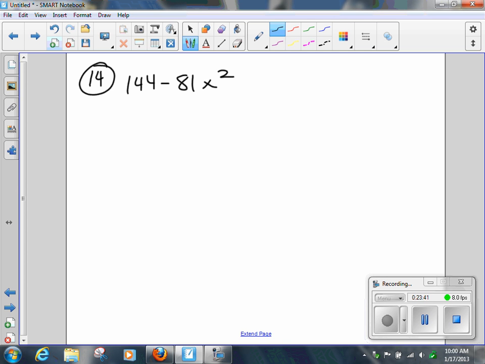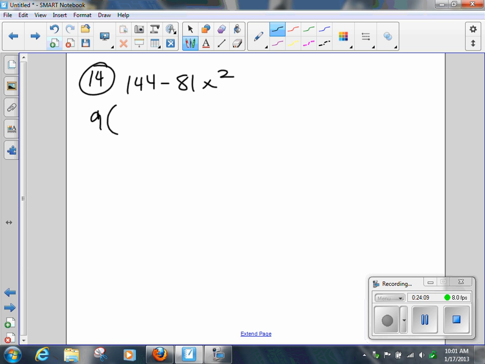Here we go, 144 minus 81x squared. Who wanted to see this one? Did you factor out GCF first? Neither did I, until this morning, when somebody came in early and said, wait, there's a GCF. And I went, dang it, you're right. All right, what is the GCF? 9. I look at that and think this is a difference of squares. But factor out a 9.